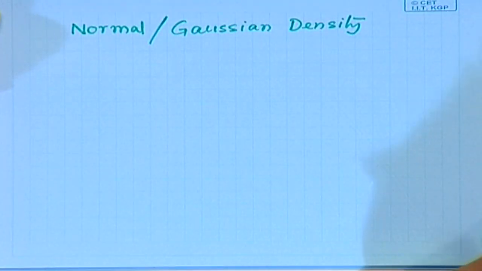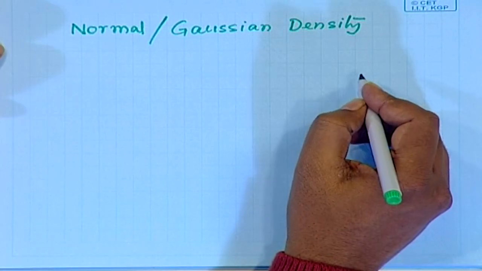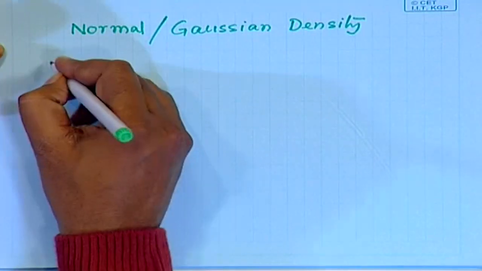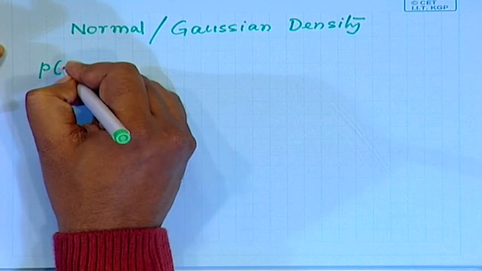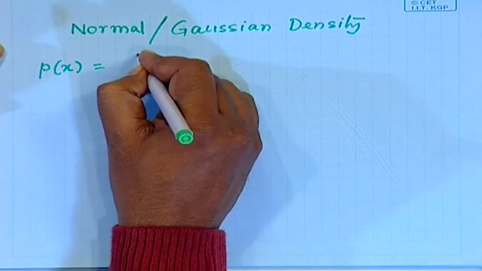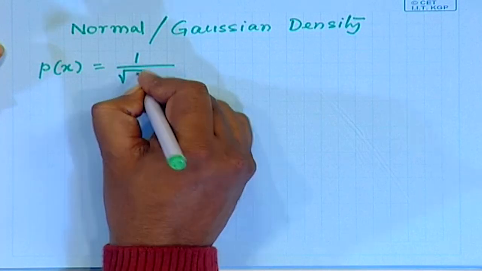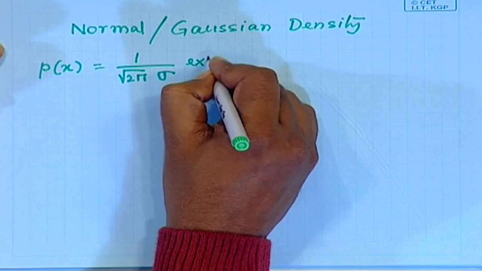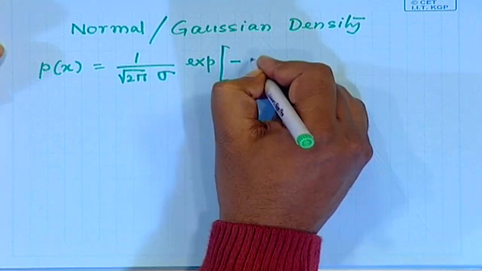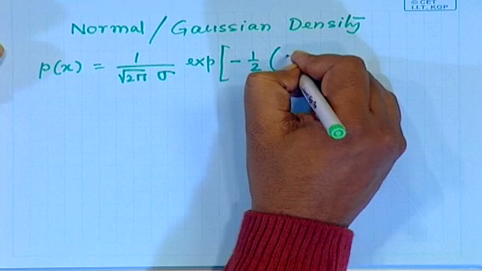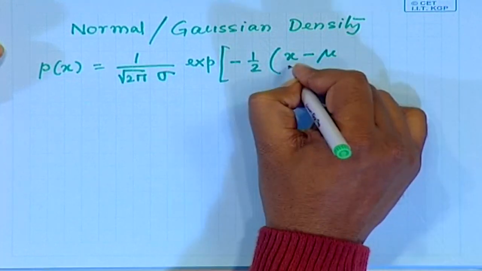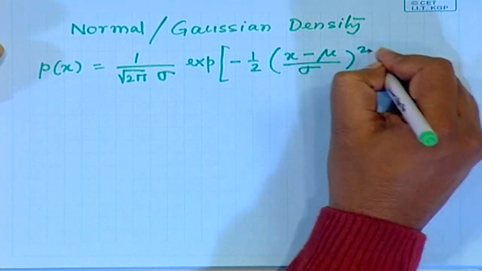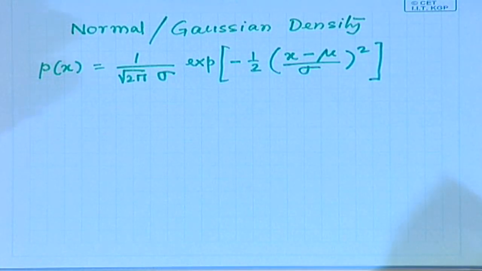Okay, so this is the most common probability density function, right? This normal or Gaussian density for a single variable case is simply given as p of x is equal to, as all of you know this expression, 1 upon square root of 2 pi into sigma, exponential of minus half into (x minus mu upon sigma) whole square.